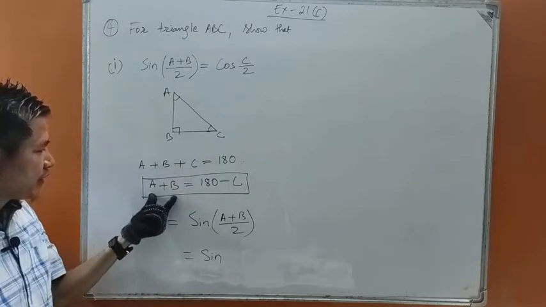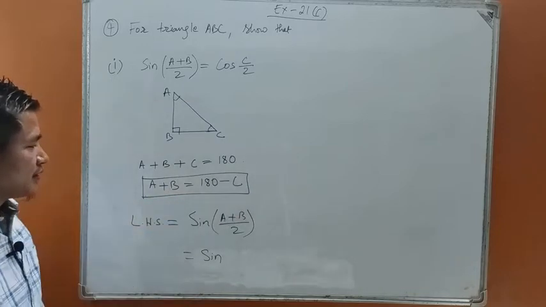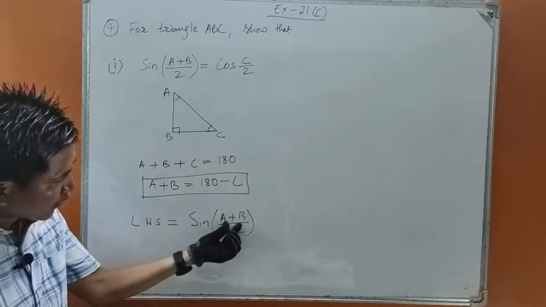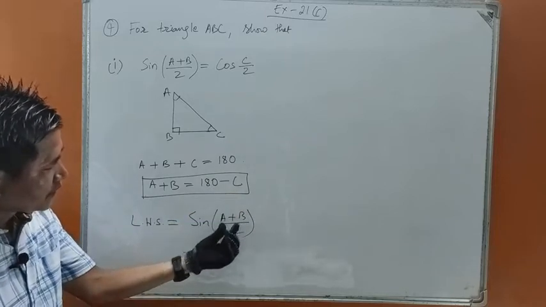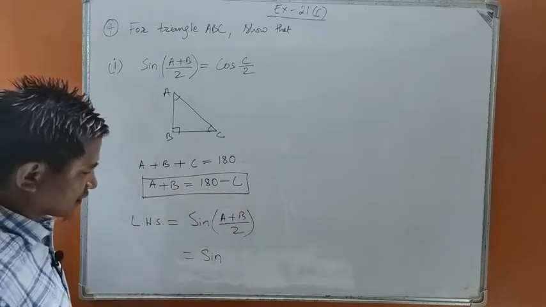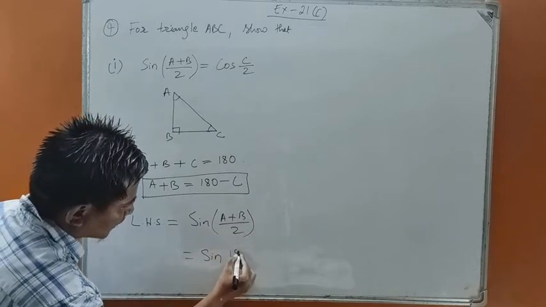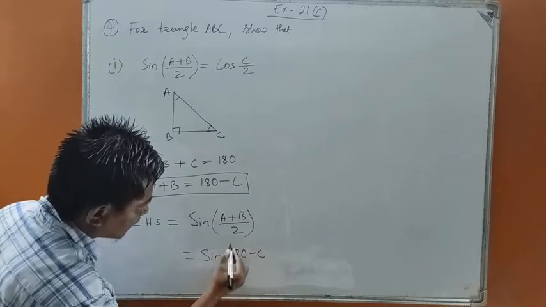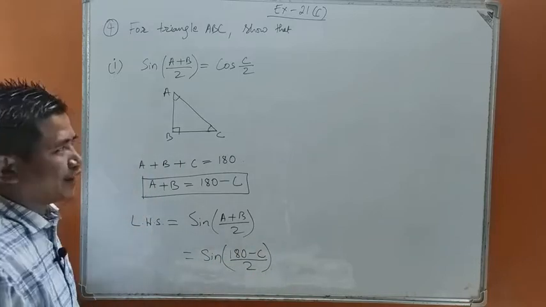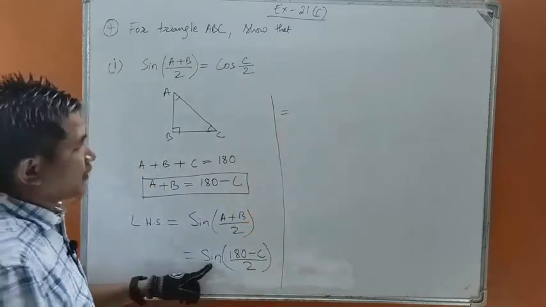So A plus B we keep in the left hand side, and let us take this plus C to the right hand side. It becomes minus C. That means A plus B equals 180 minus C. So now instead of this A plus B, I can write 180 minus C, because A plus B is 180 minus C, isn't it? So instead of this A plus B, I can write 180 minus C, whole upon 2. Are you getting me? I hope so. Now let us move further. We have sine.